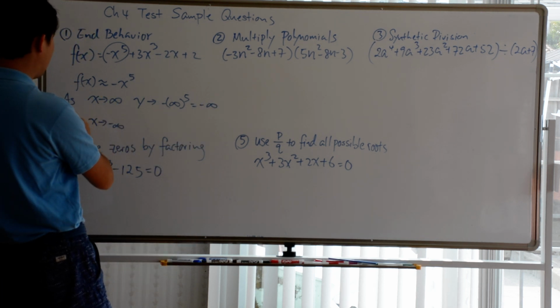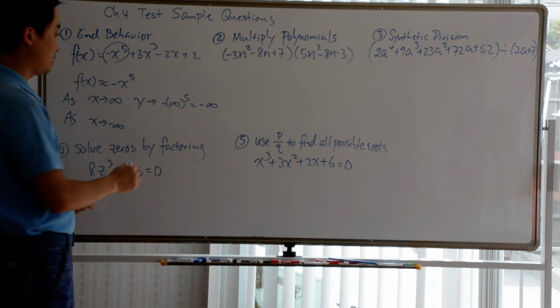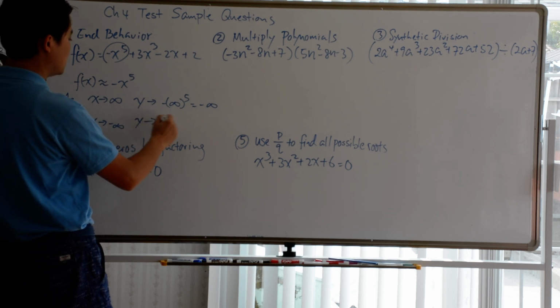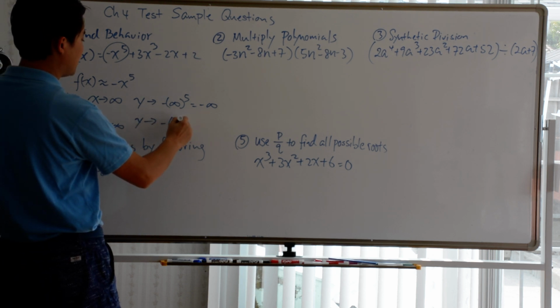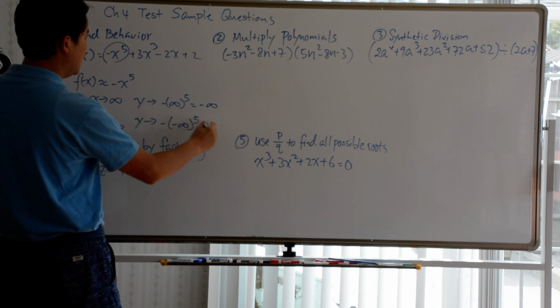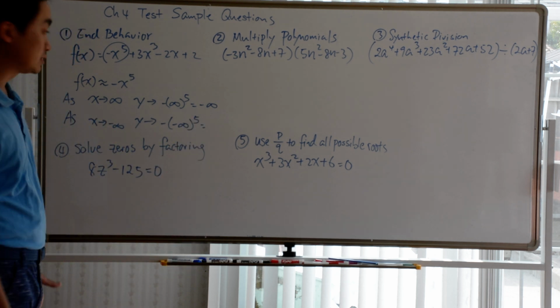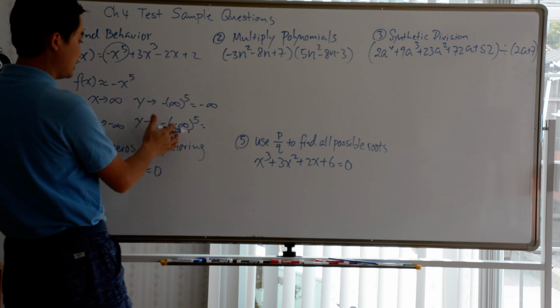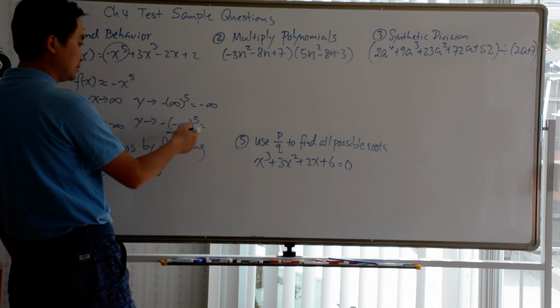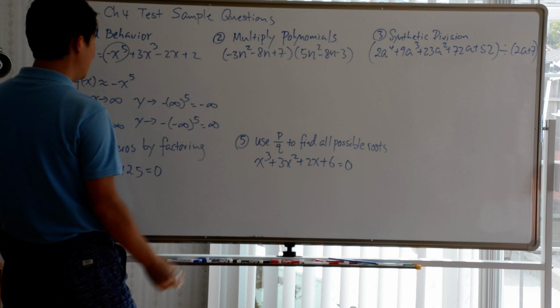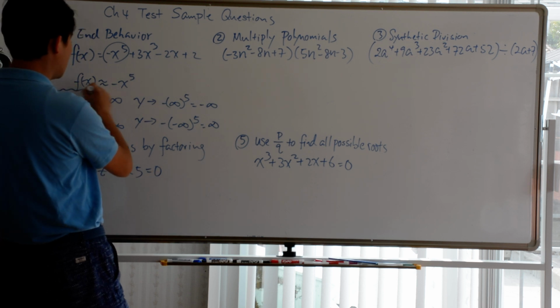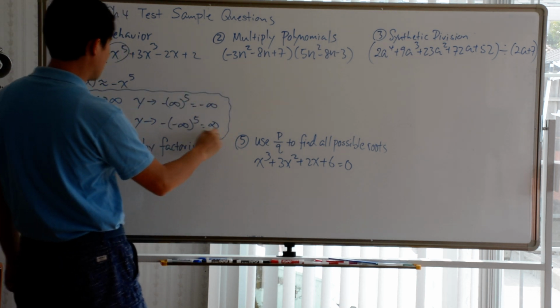And then as x approaches negative infinity, y goes to negative infinity quantity to the power 5. So negative infinity to the power 5 is considered negative infinity, and then times negative 1 outside of parentheses, so we do have positive infinity. So this basically describes the end behavior of the function.